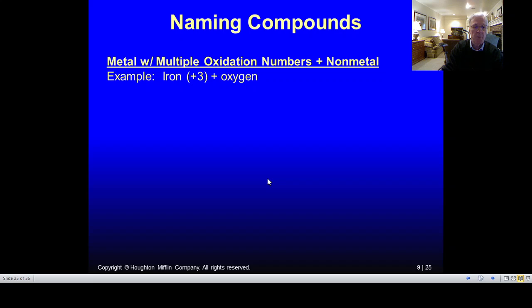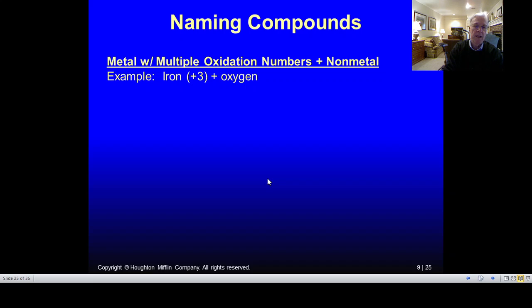A second possibility would be a metal with more than one oxidation number combining with a nonmetal. Now, don't be confused. We said the nonmetals might have more than one oxidation number. As a matter of fact, they often will. And we would always pick the first one and make it negative. However, when a metal has more than one oxidation number, we're not always able to do that because we may need to use either of the oxidation numbers that are listed for the metal. So we have to have a way for having compounds where metals might have several oxidation numbers.